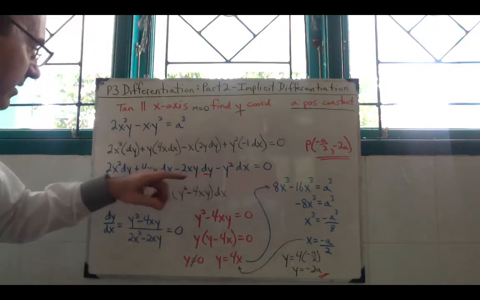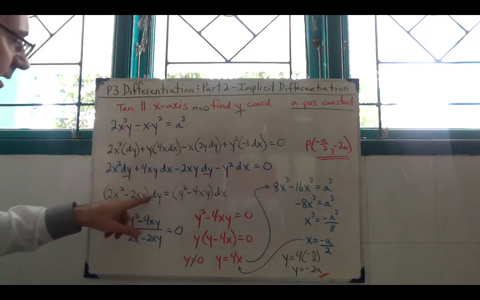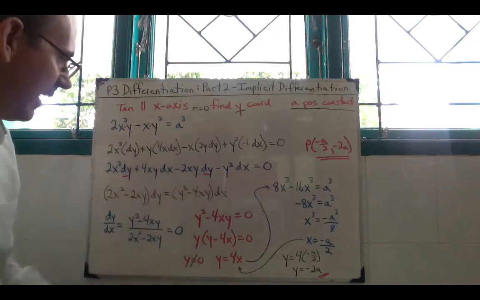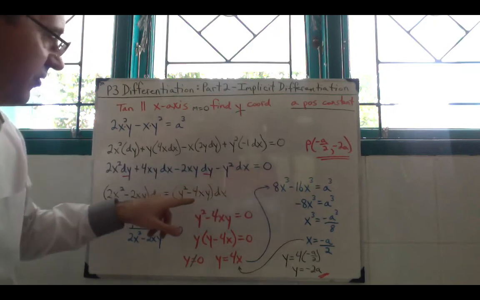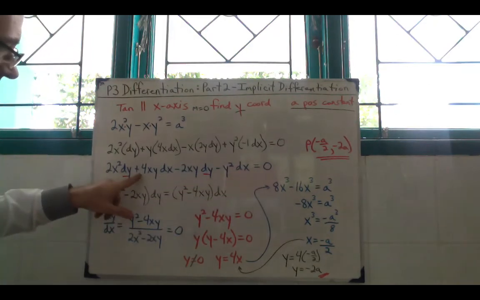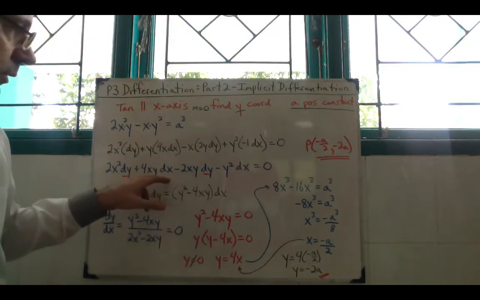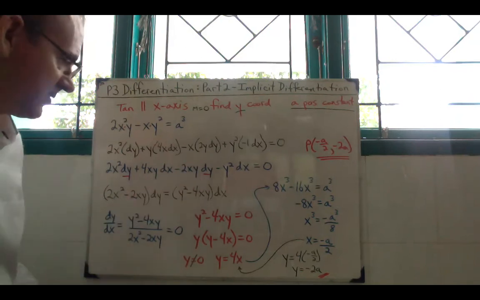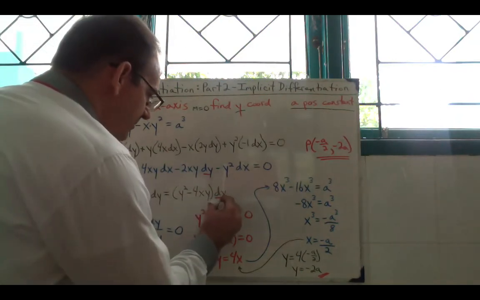So here are the dy's. So 2x squared minus 2xy, factored out the dy on the left. Then on the right, we want to move the dx's over, so we have to add that to the other side. So there's our y squared. We need to subtract this one, so minus 4xy, and then we factored out the dx. So the dy is on the left, the dx is on the right. So then we can divide both sides by dx.